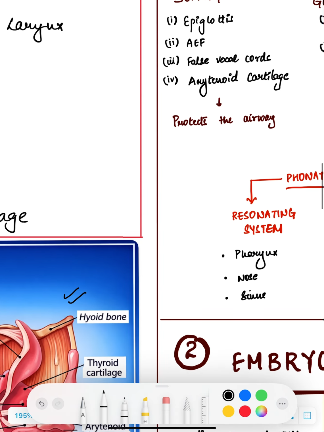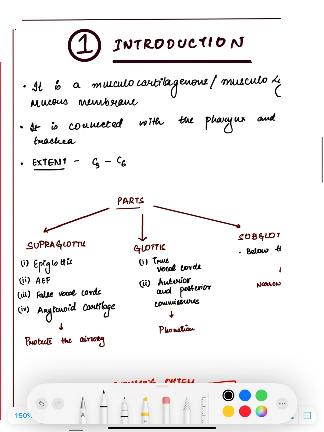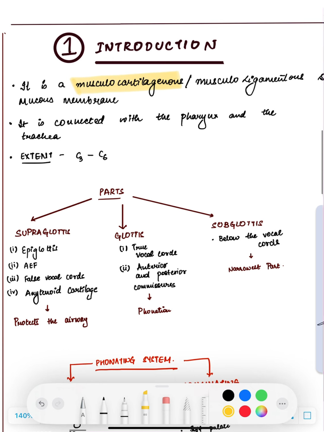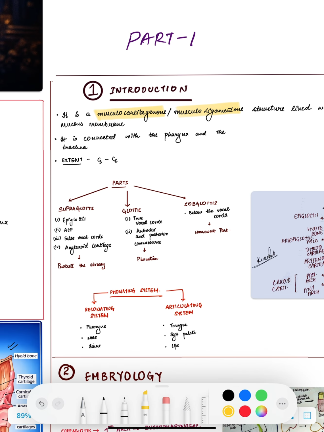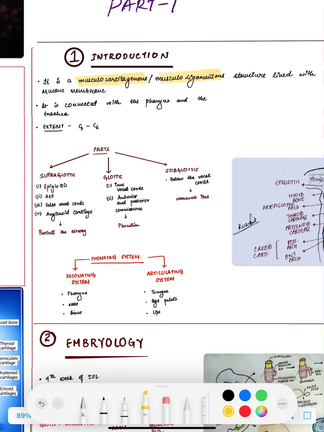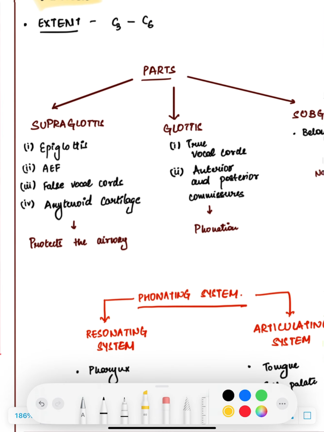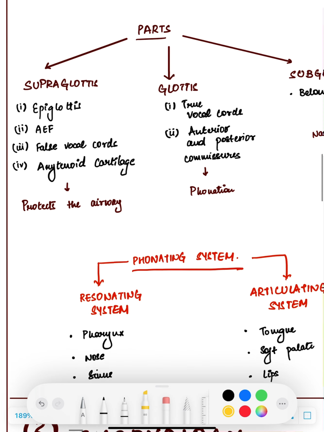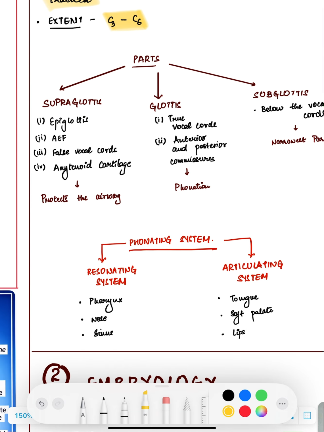First, let us start with the introduction of larynx. It is a musculocartilaginous or musculoligamentous structure, lined by the mucous membrane. It is connected with the pharynx as well as the trachea, and the whole extent is from C3 to C6. The larynx is further divided into three parts. This is very important because in viva you will be asked what are the parts of the larynx. We have supraglottis, glottis, and the subglottis.